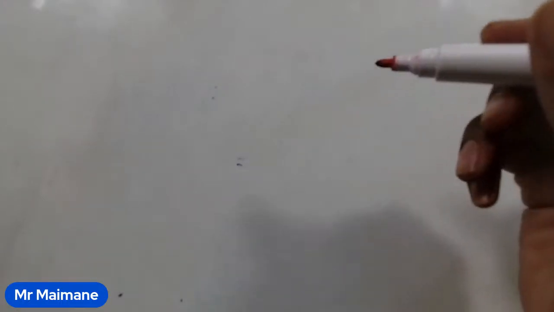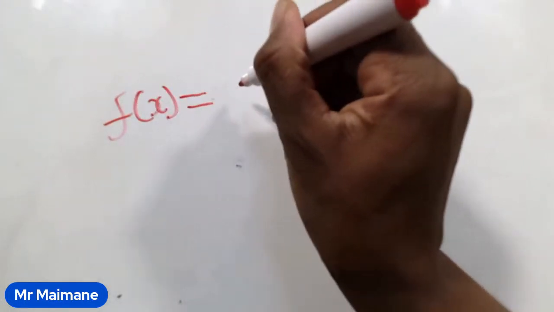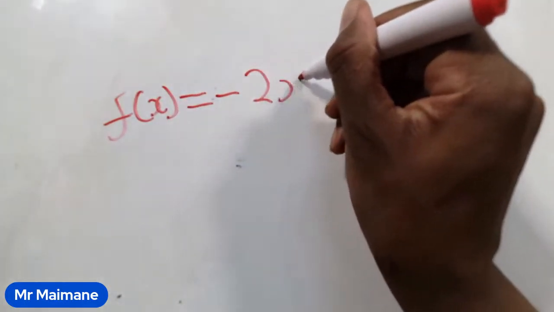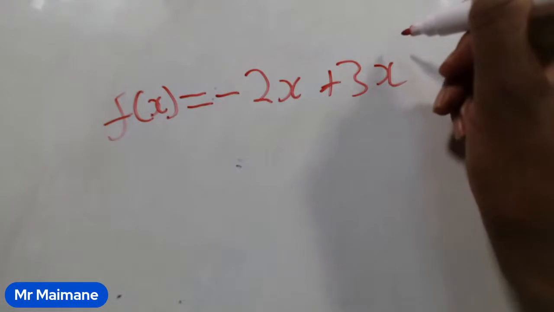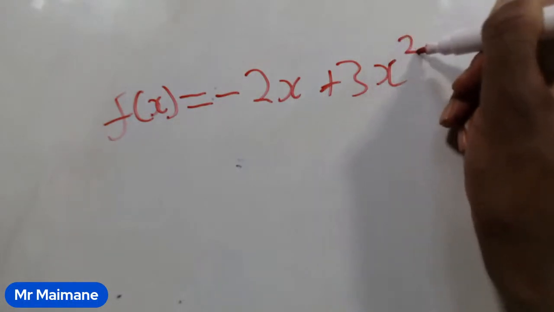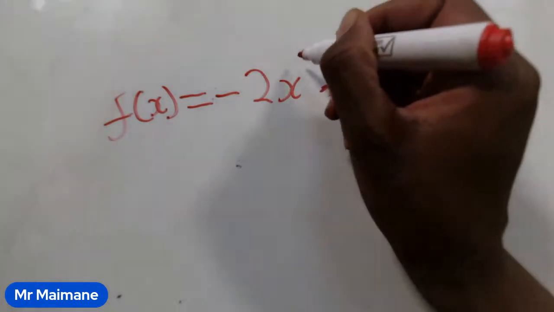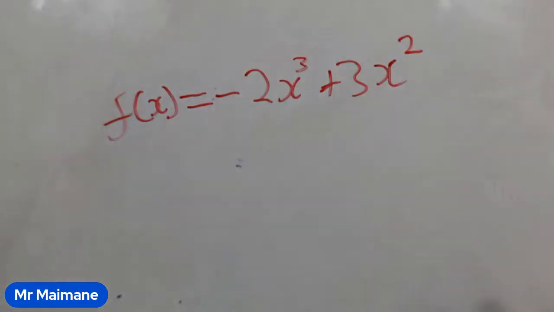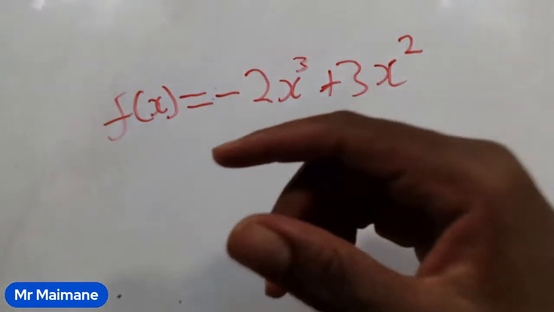So here we are given f of x is equal to minus 2x cubed plus 3x squared.